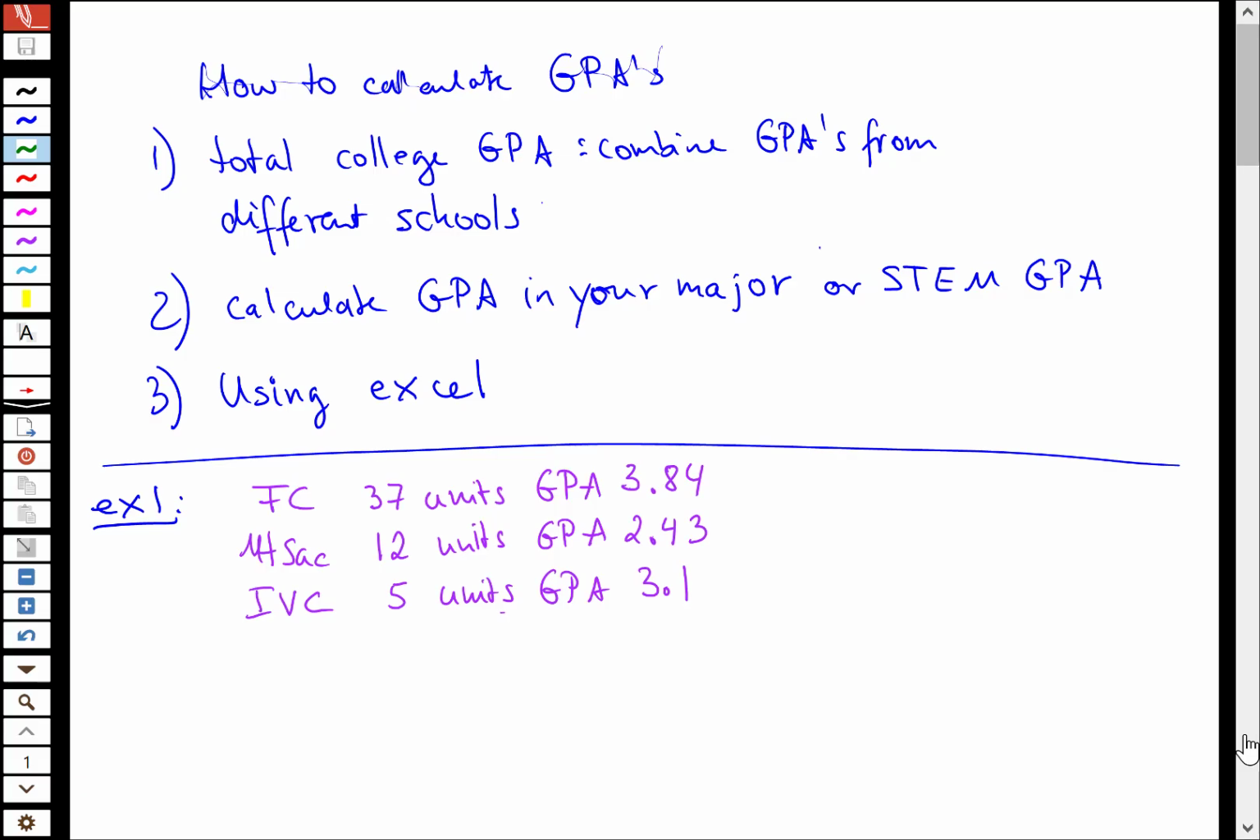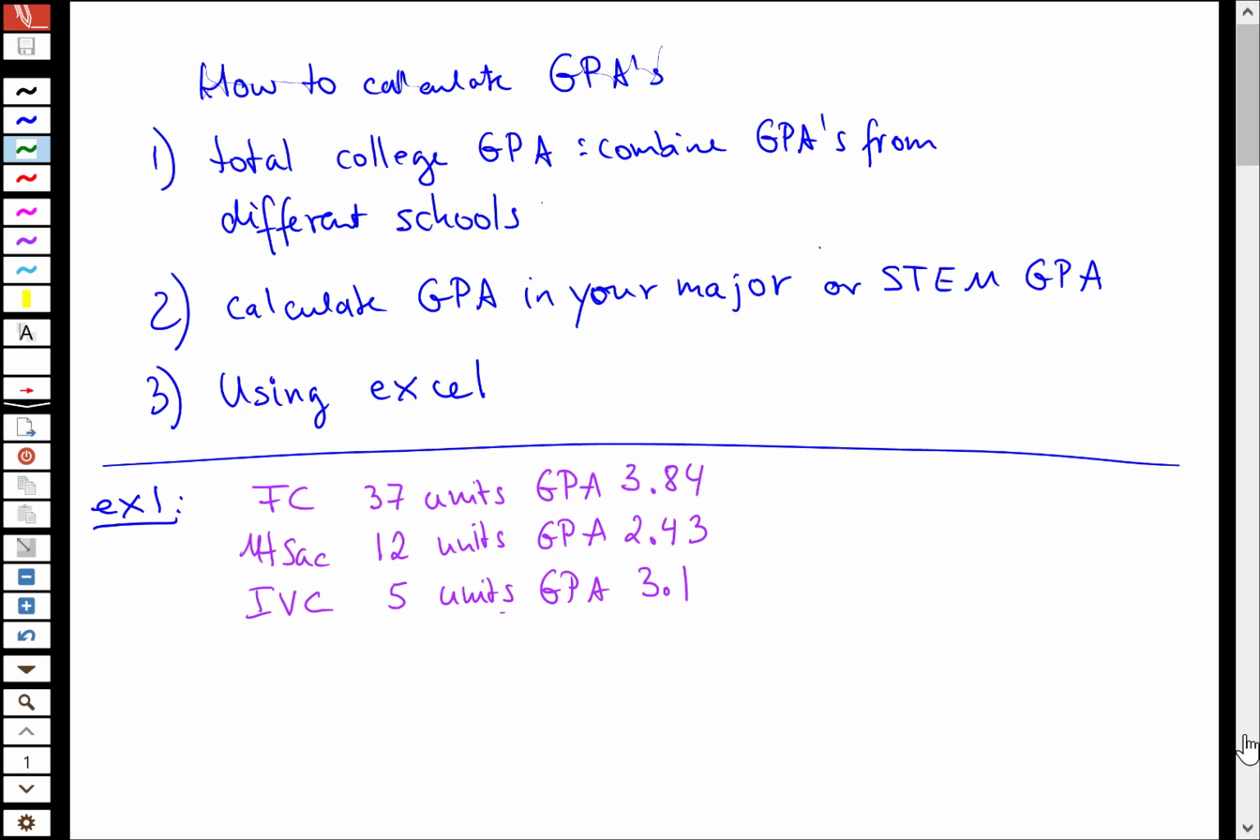Hello, in this video I'm going to show you how to calculate a combined GPA for different classes or different colleges. So in the first part I'm going to show you how to combine the GPA from multiple schools into one GPA properly with the right weights. In the second part I'm going to show you how to calculate your GPA for the application, that is your GPA in your major or your STEM GPA if you are a STEM major.